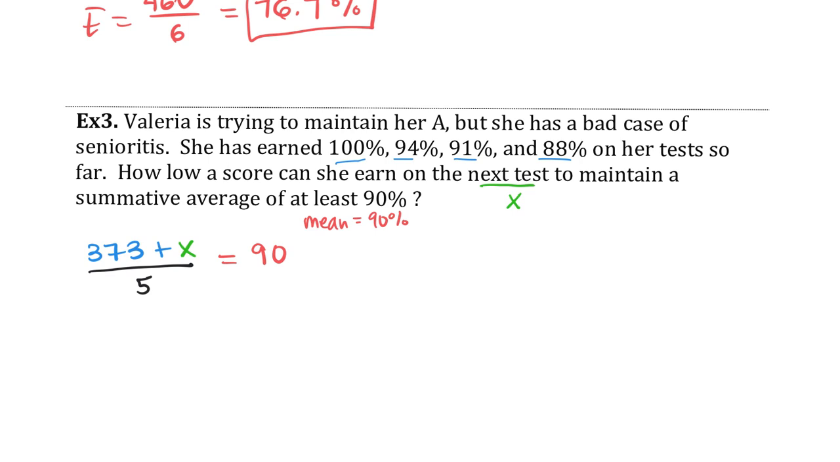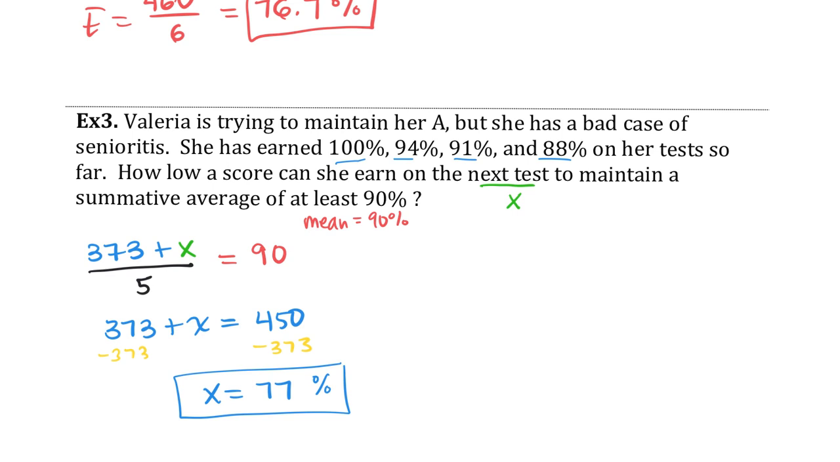Let's solve. I'm going to cross multiply, or times 5 to the other side. So 373 plus X equals 90 times 5, which is 450. Okay, let's move the 373. Okay, so what do we got? 77. So on her next test, she only needs to get a 77% to maintain her A minus average.